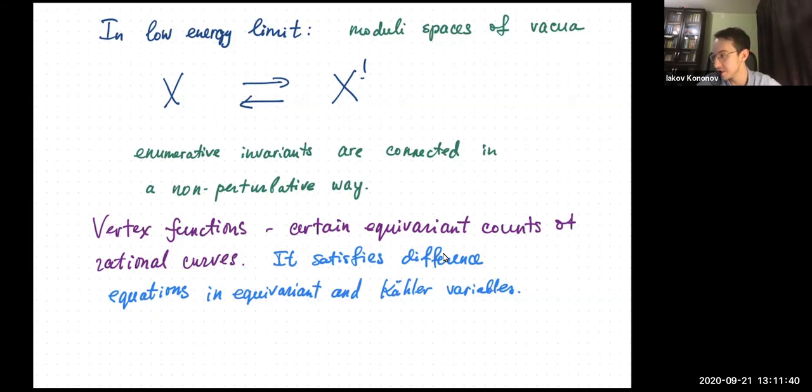The most fundamental enumerative invariant of them is the so-called vortex function. It is a certain equivariant count of rational curves in a variety. It satisfies q-difference equations in equivariant and Kähler variables. And roughly speaking, three-dimensional mirror symmetry permutes equations with respect to equivariant and Kähler variables.